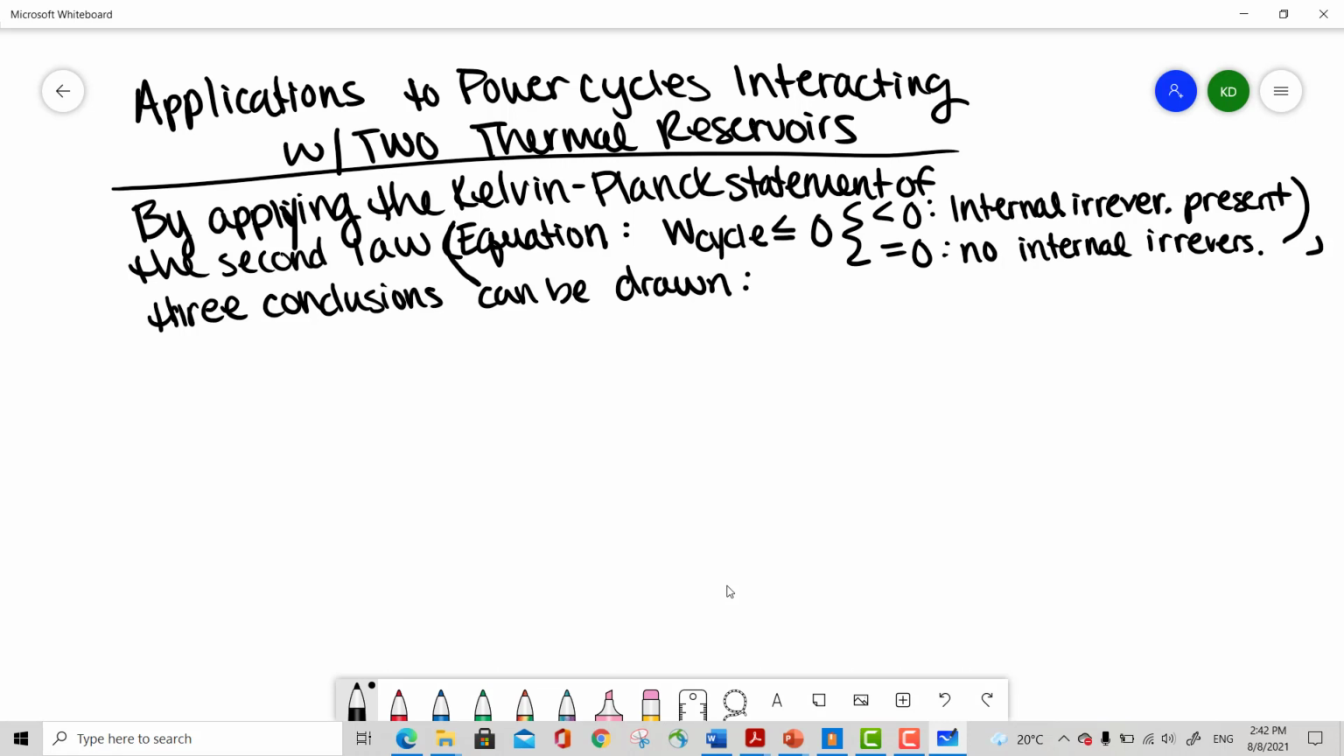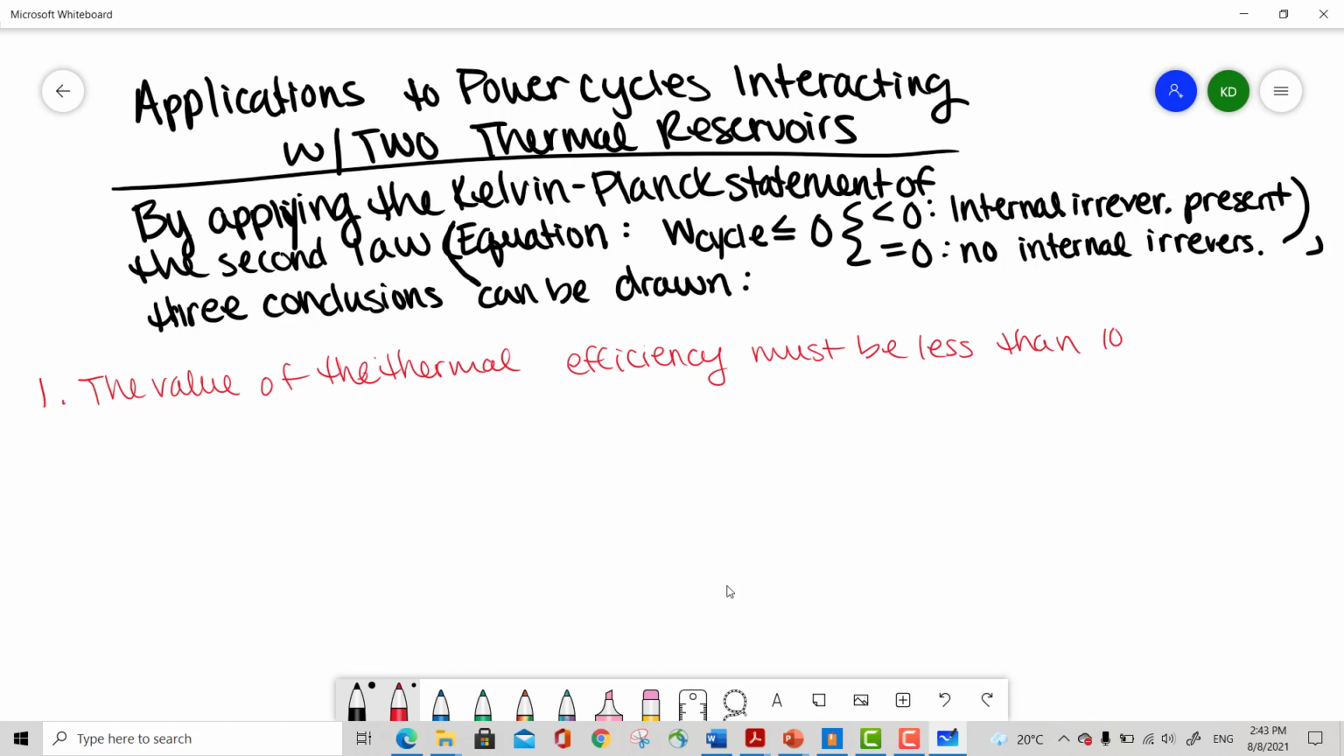Okay, so the first one, we'll do in red. The value of the thermal efficiency must be less than 100%.